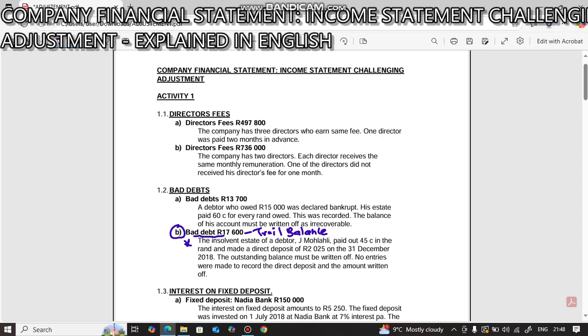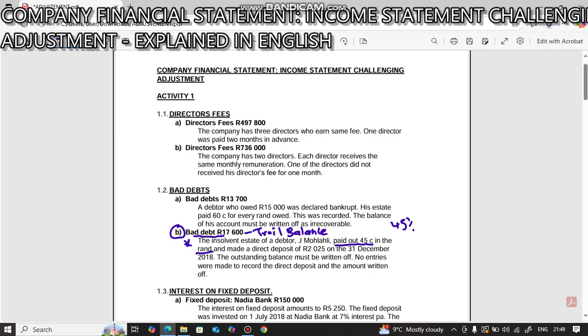Additional information says the insolvent estate of a debtor, J. Mohlahli, paid out 45 cents in the rand. Meaning, I said to you last time, if you see 45 cents, just change this into a percentage, meaning 45%.